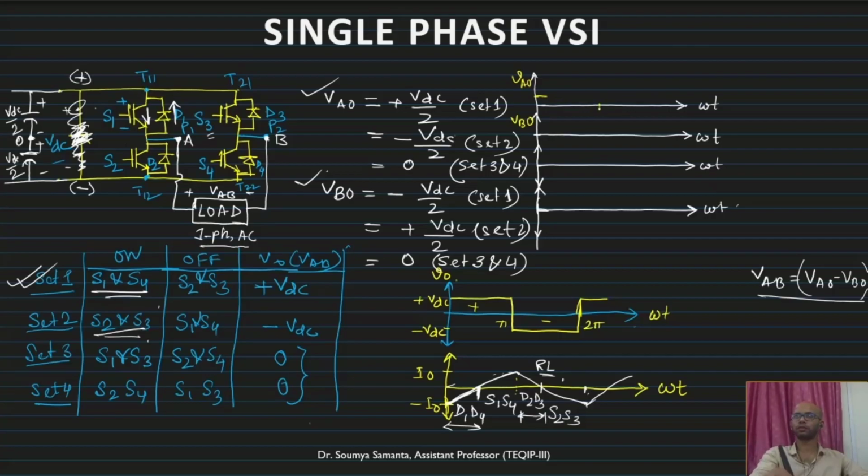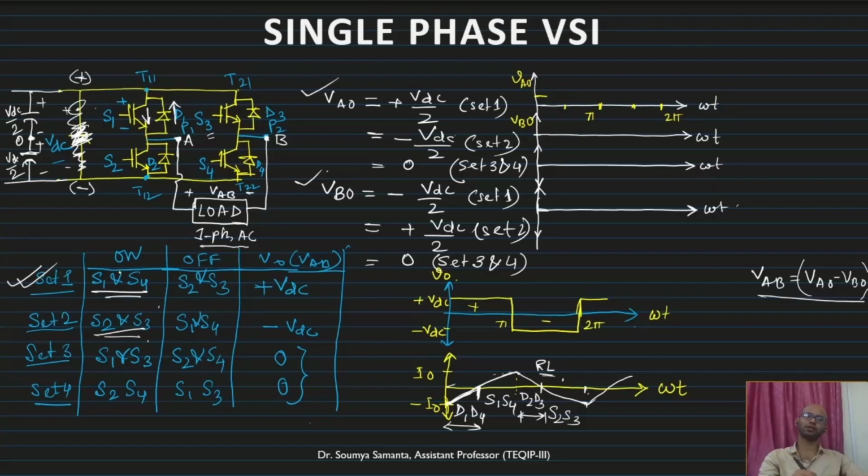Suppose say this is pi, this is 2 pi, this is pi, this is 2 pi. And in between this will be pi by 2. This will be 3 pi by 2. I'm not writing that part. So what will happen initially?